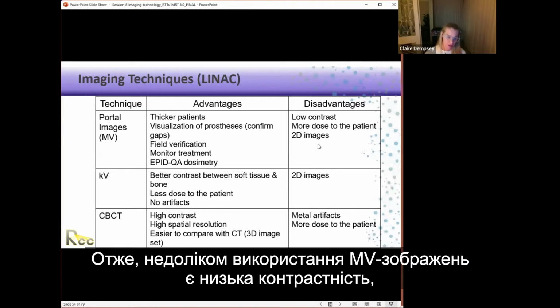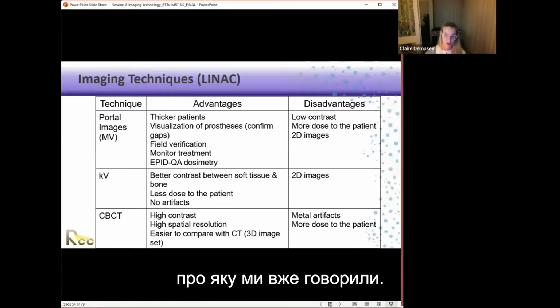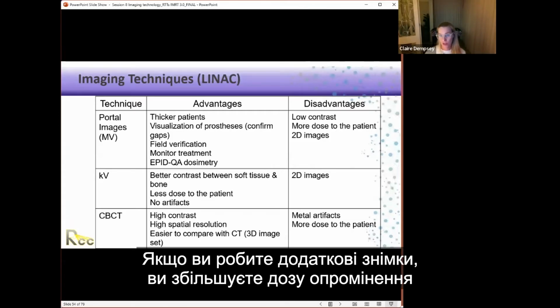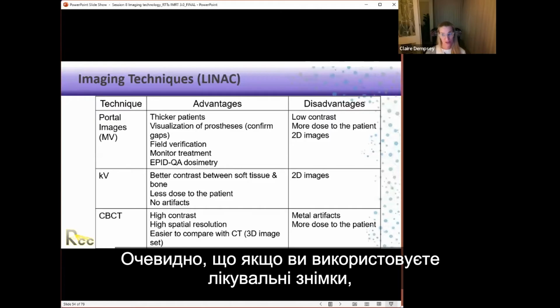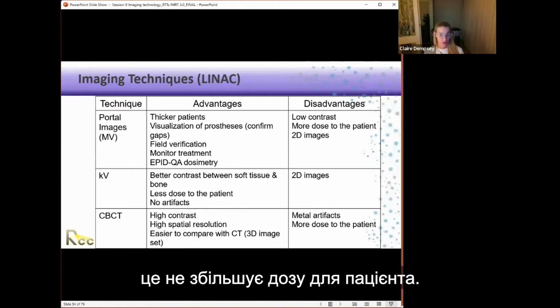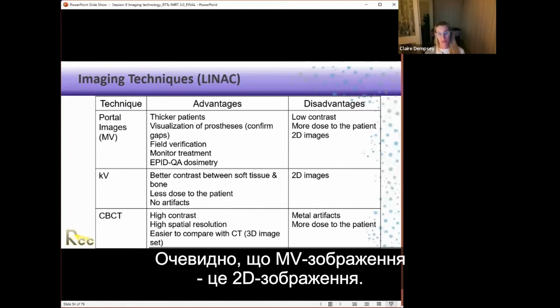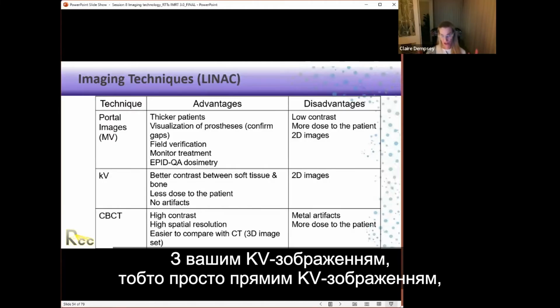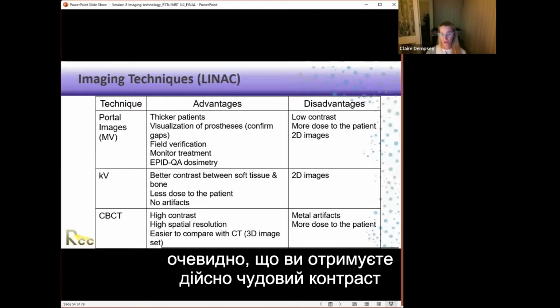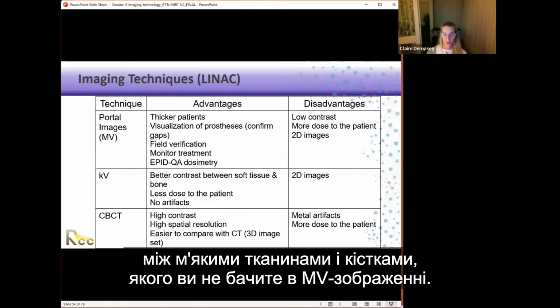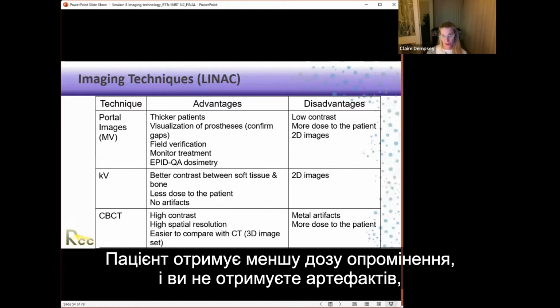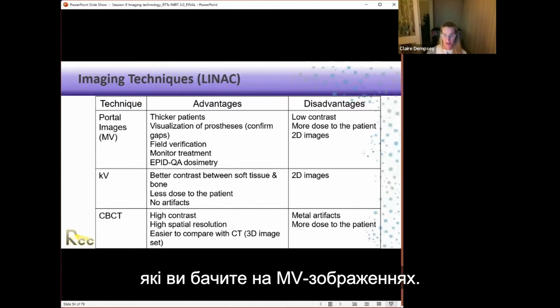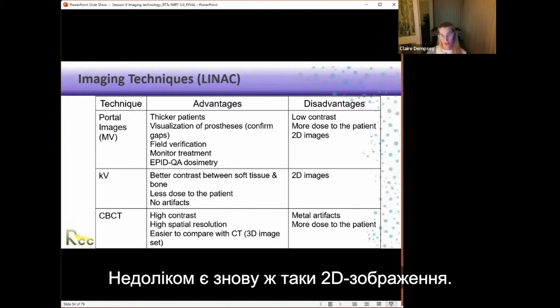The disadvantages of obviously using MV images is the low contrast that we've talked about. It is more dose to the patient if you're taking extra images. Obviously, if you're using the treatment images, it's no more dose to the patient. And obviously, the MV images are 2D type images. With your KV, just your straight KV image, you're getting that really great contrast between soft tissue and bone that you don't see in MV. There's less dose to the patient, and you don't get the artifacts that you see in the MV images. Disadvantages is it's 2D images again.